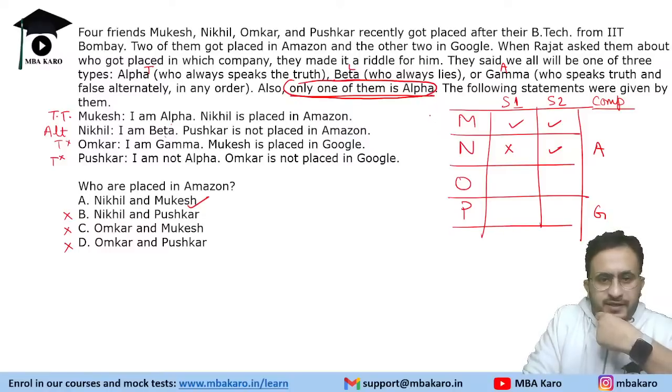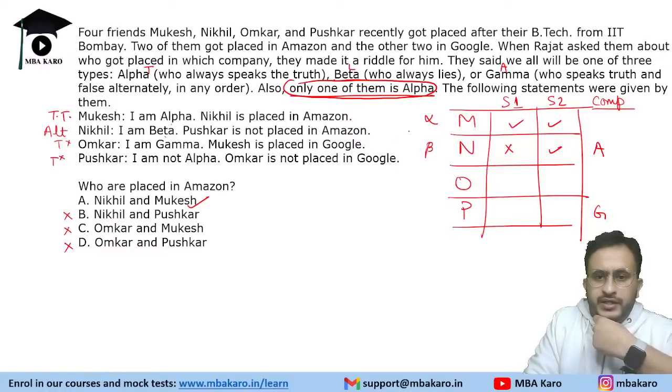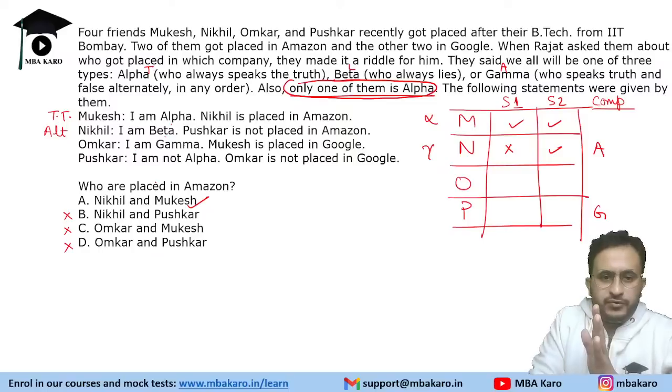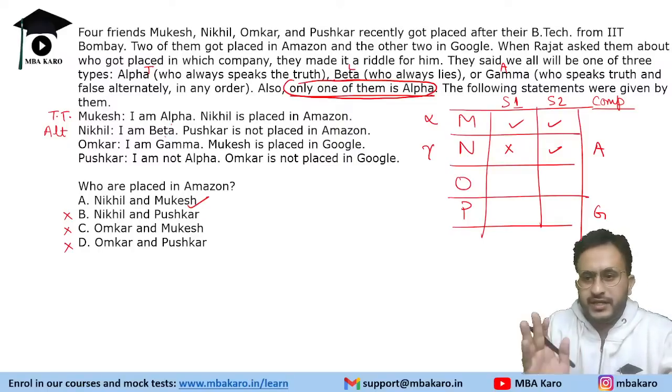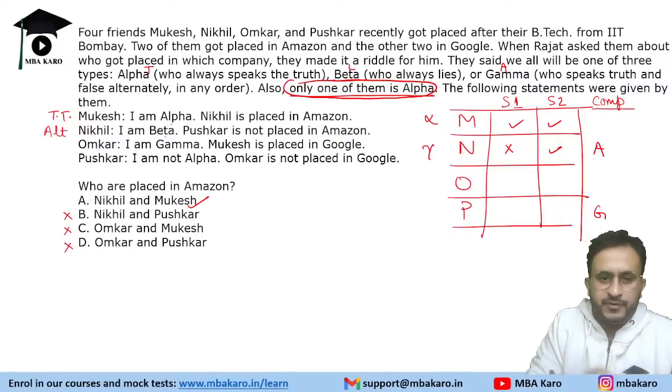So Mukesh is alpha. Okay, this is alternator, that is gamma. Okay, and then we are left with two people, right? So these two are not truth tellers. So now we will not use this information that Nikhil and Mukesh are in Amazon. Okay, we will solve it in the proper way.